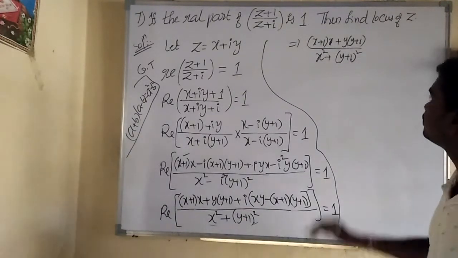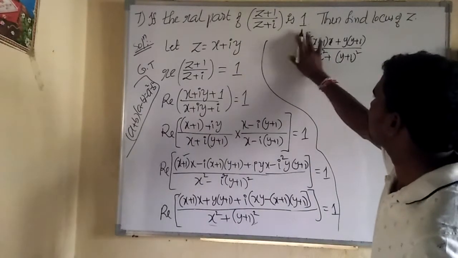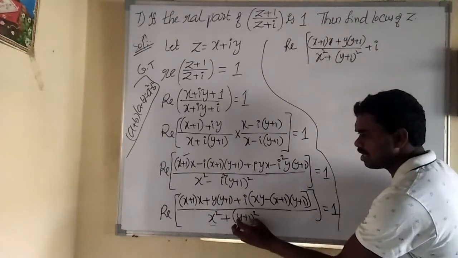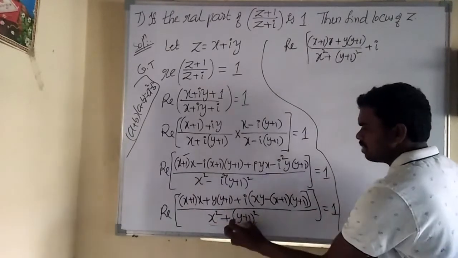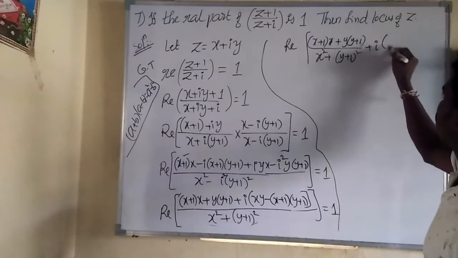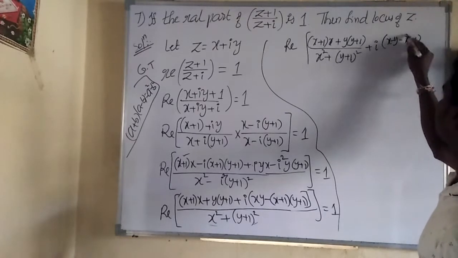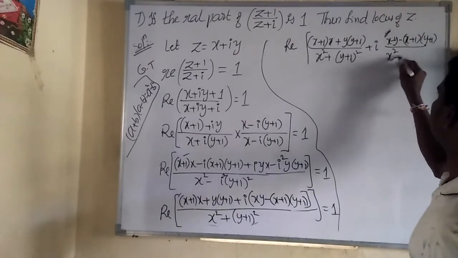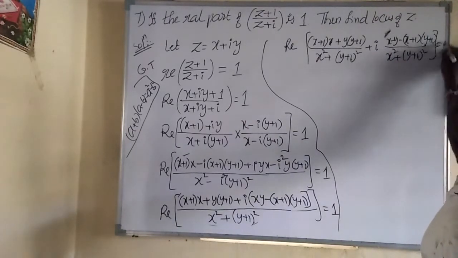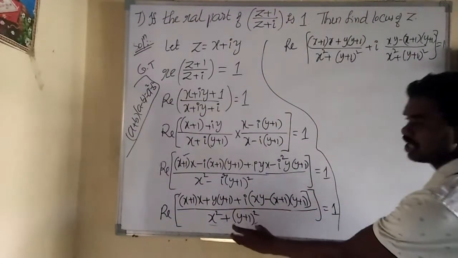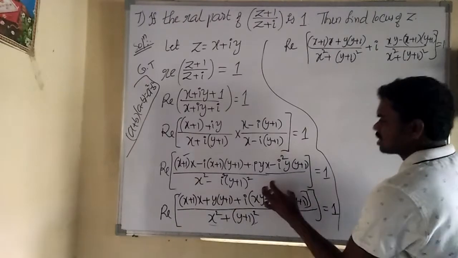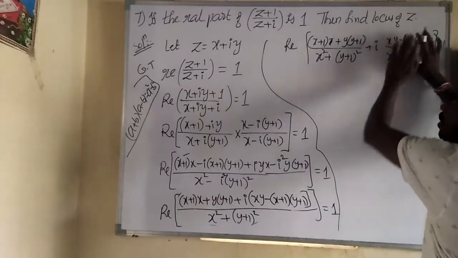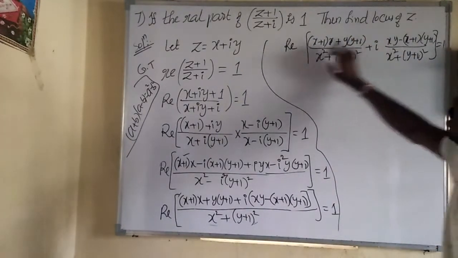Okay, do you want one more step? For your convenience, I'm writing one more step, I'm just simplifying here. The denominator can be taken to here and to here. So xy minus x plus 1 into y plus 1 by x square plus y plus 1 whole square is equal to 1. The denominator can be written for both terms. Now tell me which is the real part. The i coefficient is the imaginary part and this is the real part. So in overall, take the real part.